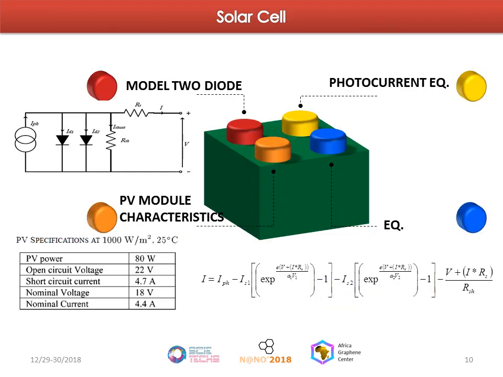I have used in this work the two-diode model to represent a PV cell. A PV cell is modeled as a current source shunted with two diodes and represented by an equivalent circuit, as shown here in this slide. The equation relating the output current and the voltage of a PV cell at insolation G can be written as shown here in this slide. The specification of the model used at standard test conditions are shown in this slide.